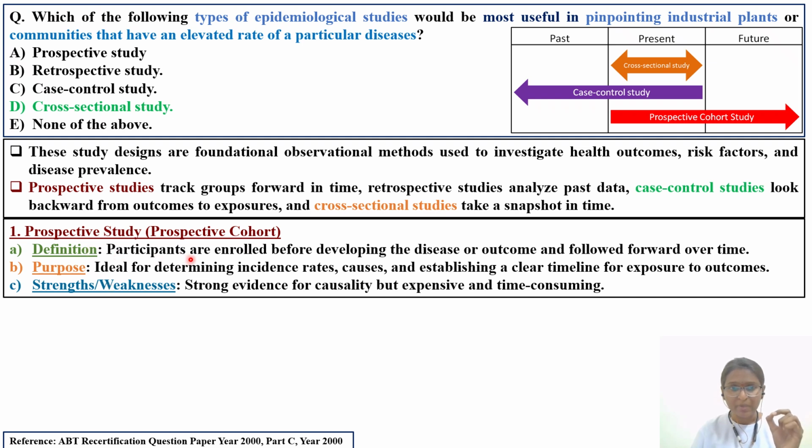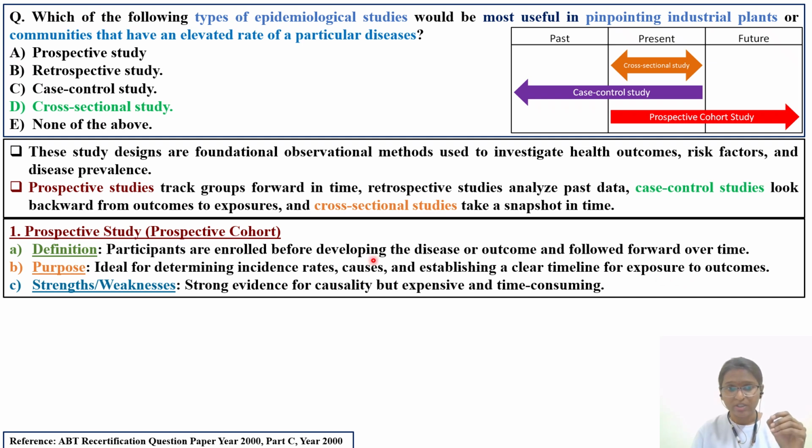The definition is that participants are enrolled before developing the disease or outcome and followed forward over time. Still, the disease has not happened in the selected population we are studying. What is the main purpose of conducting such a prospective study? It is ideal for determining incidence rate, at what rate this particular incidence is happening, and the specific cause, the agent or chemical responsible. It establishes a clear timeline of exposure and outcome, how much that individual or group of population has been exposed.